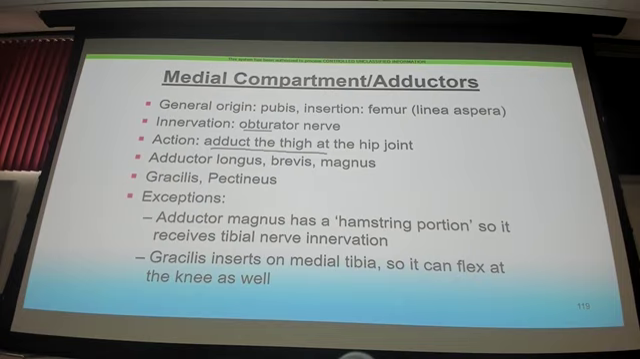So you have adductor longus, adductor magnus, adductor brevis, and then you have gracilis. You notice pectineus is here.